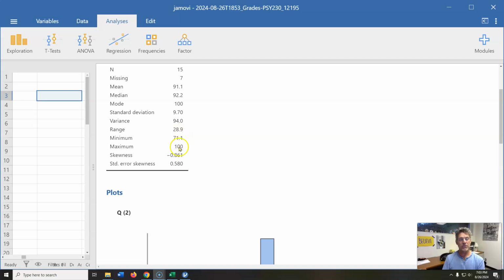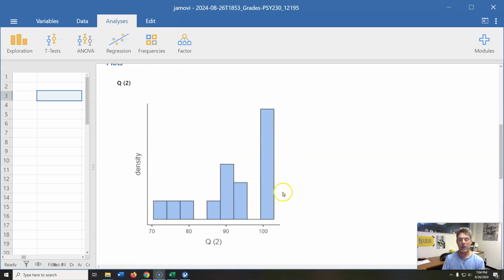Range was 28.9, so if you take the highest score of 100 and subtract 71.1, which was the lowest percentage score, you end up with 28.9. Skewness here is a negative 0.861. This simply means that there was a negative skew. If we look at our histogram here, we can see a lot of 100s, then a fair number in the low 90s, and then a smattering in the 80s and a smattering in the 70s. So there's this tail over here to the left. That's an indication that this is a negative skew.